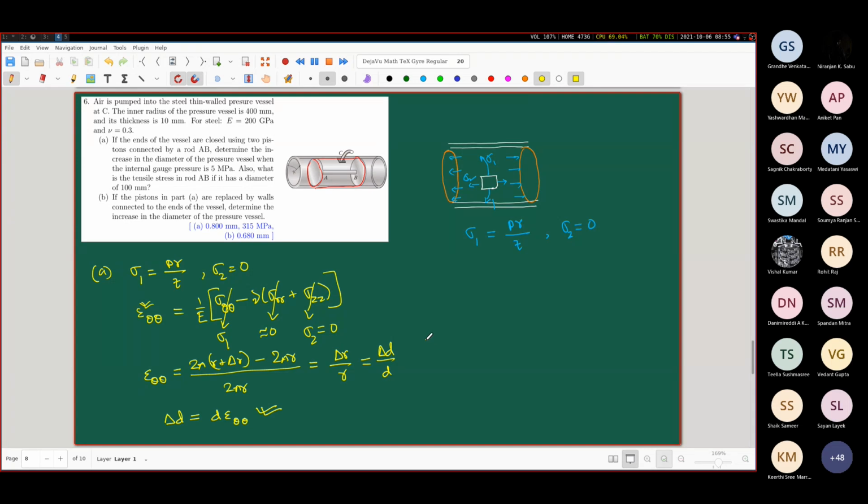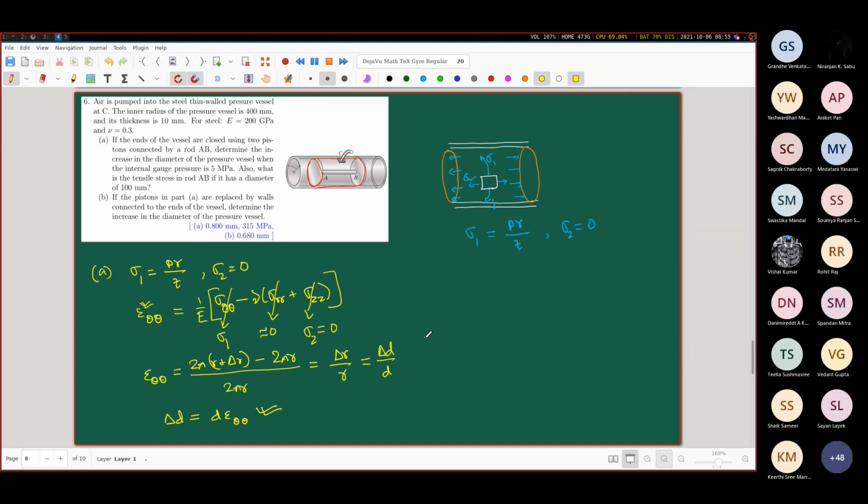Sir, excuse me, sir. I'm not getting a clear idea why sigma 2 is 0. Is that because the piston AB is not physically welded to the outer cylinder? Yes, that is the thing. Okay, sir. Thank you, sir.